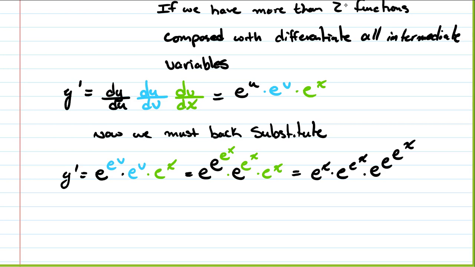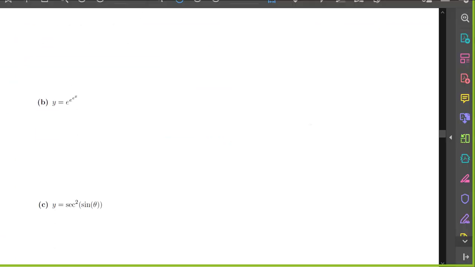If you compose a fourth one in there, you would get e to the x, e to the e to the x, e to the e to the e to the x, times e to the e to the e to the e to the x. So, kind of a fun little derivative. All right. We've got time for one more.